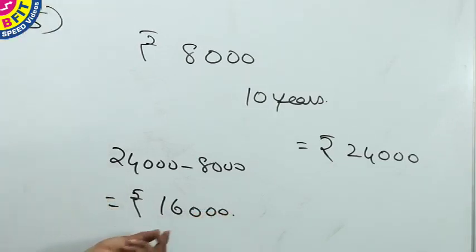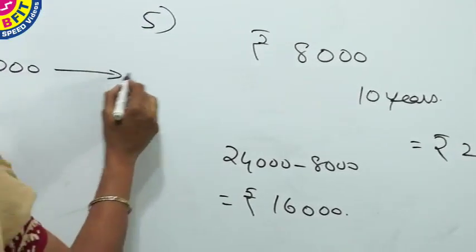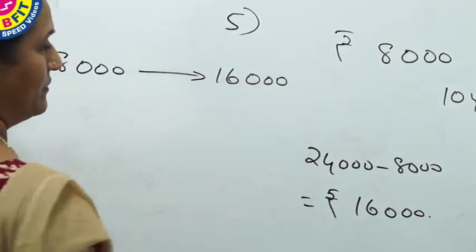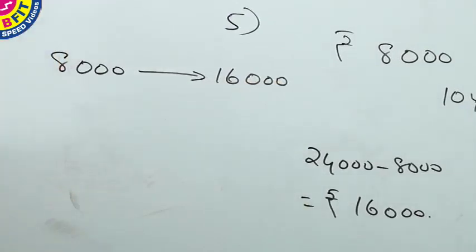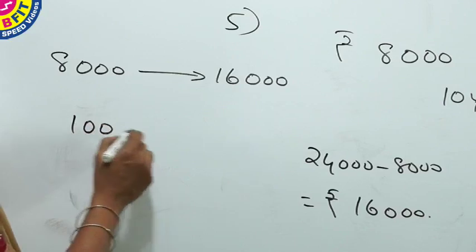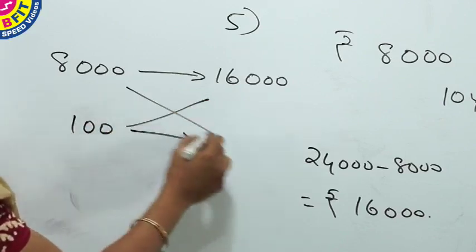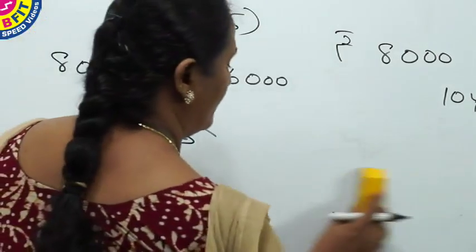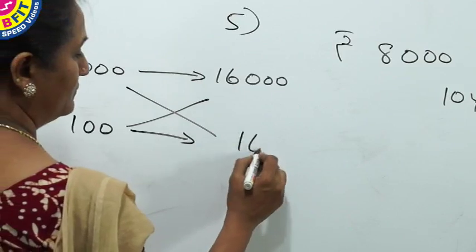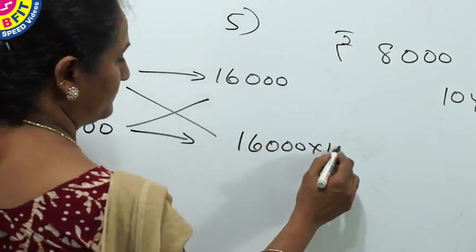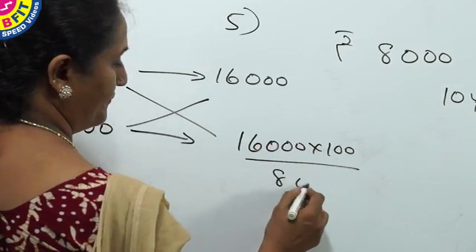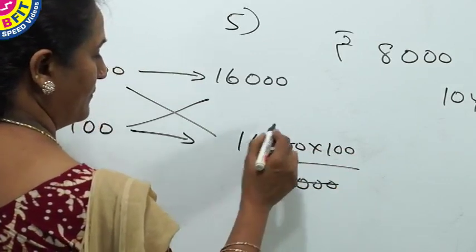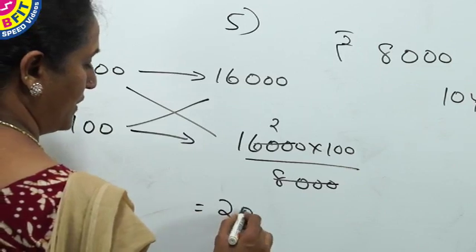So after 10 years the interest amount got is rupees 16,000. Now, when we deposit 8,000 the interest got is 16,000. So we'll find what is the amount got when we deposit 100 rupees for 10 years. So this is got merely by cross multiplying, which is equal to 200.